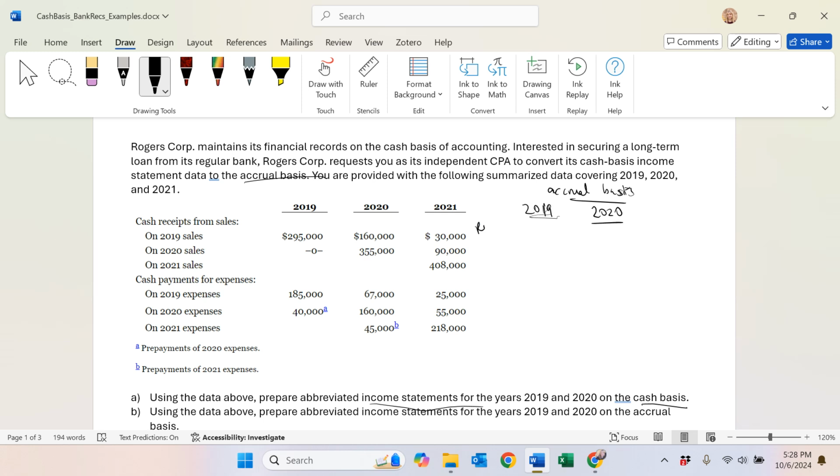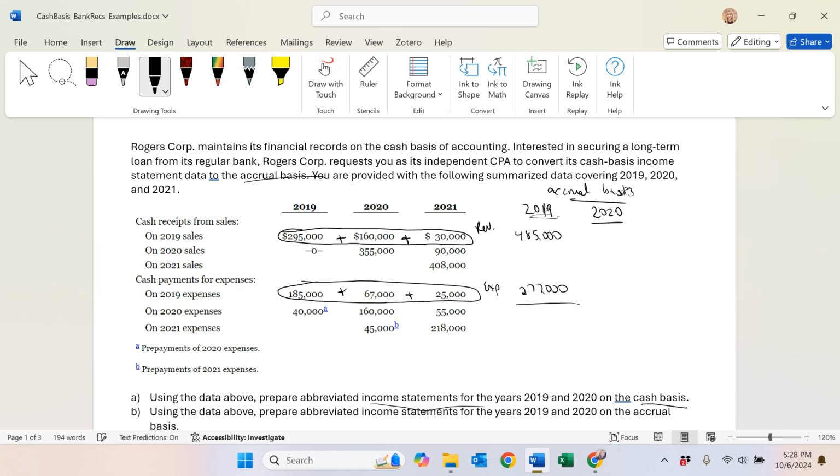our revenues for 2019, we don't care about when they were collected, whether it was 19, 20, or 21. We care that they relate to 2019 sales. So we're going to add these numbers up to get 485. And for the expenses, all we care about is what they relate to, is 2019 expenses, not when they were paid. So we're going to get total expenses of 277,000. And our net income on an accrual basis is 208,000.